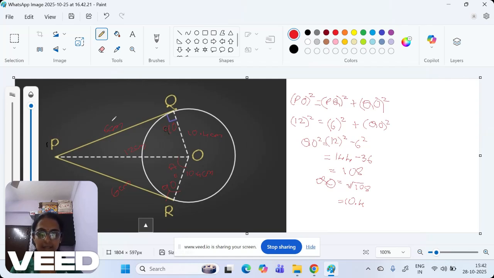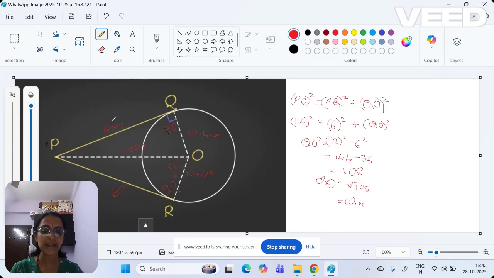So by this we can say that triangle PQO is congruent to triangle POR. What does congruent mean? It means that all its sides and angles are equal. Now we know that one of the angles of the triangle is 90 degree. Now let us try to find the other angles in the triangle.